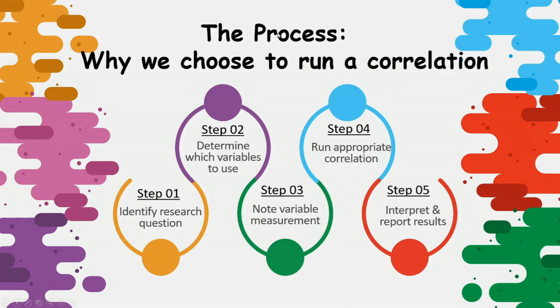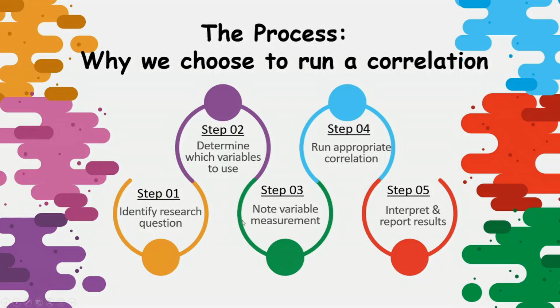So the process of why we choose to run a correlation: we're going to identify our research question. And if the research question is something about a relationship between variable 1 and variable 2, or an association between them, or something about if variable 1 moves, then variable 2 moves in relation, and the question starts leading us in that direction, we think maybe we might run a correlation. From the question, we're going to figure out which variable 1 and variable 2 are.